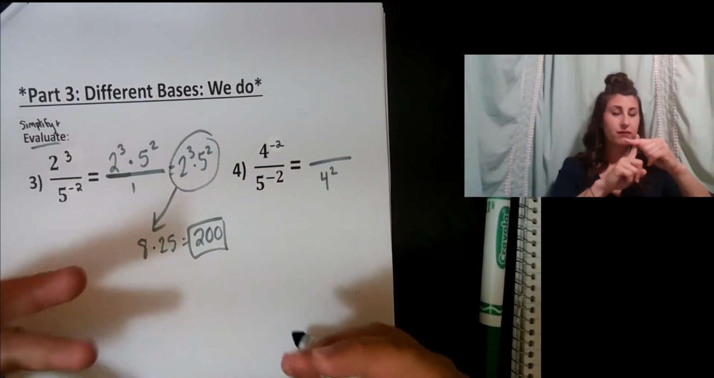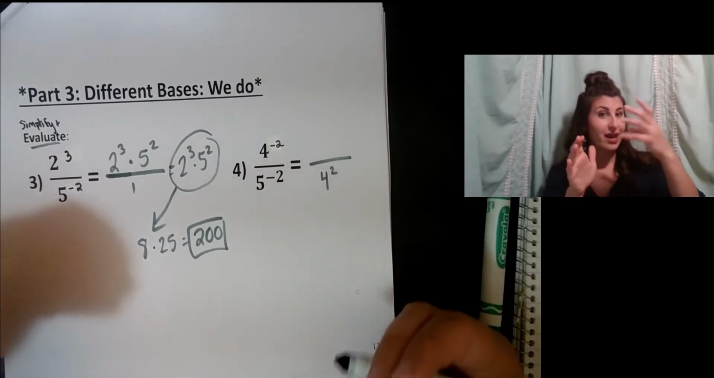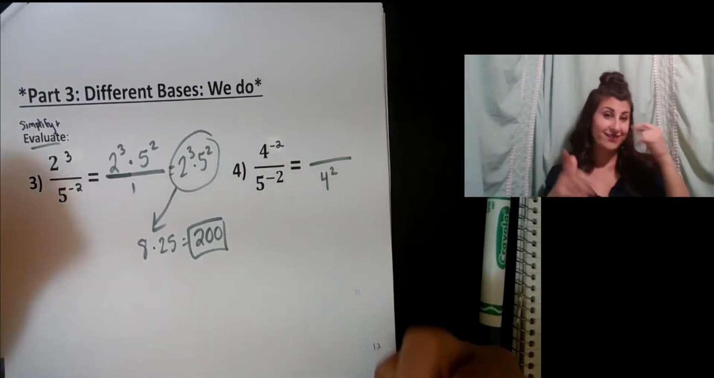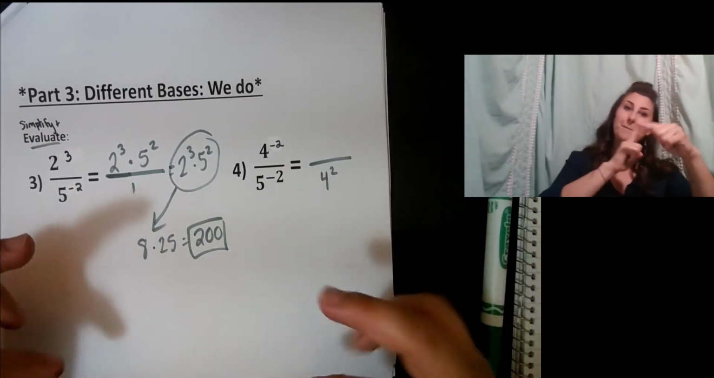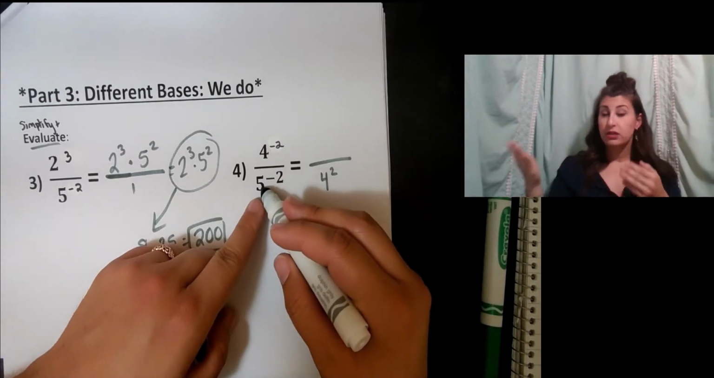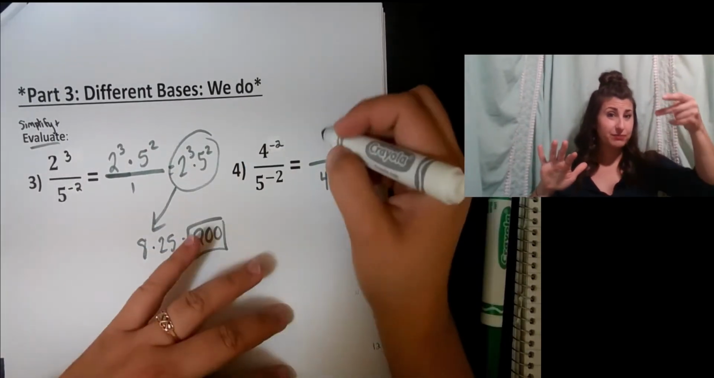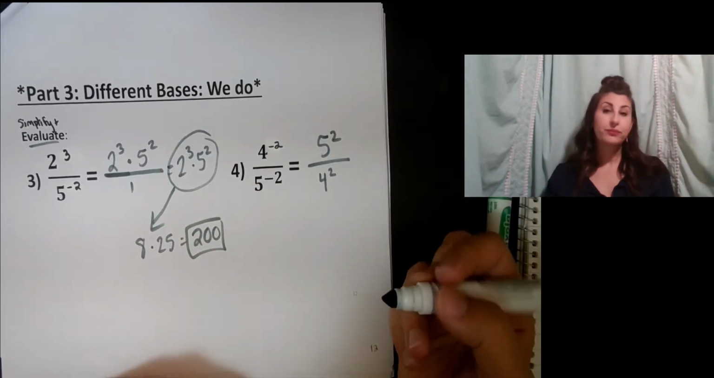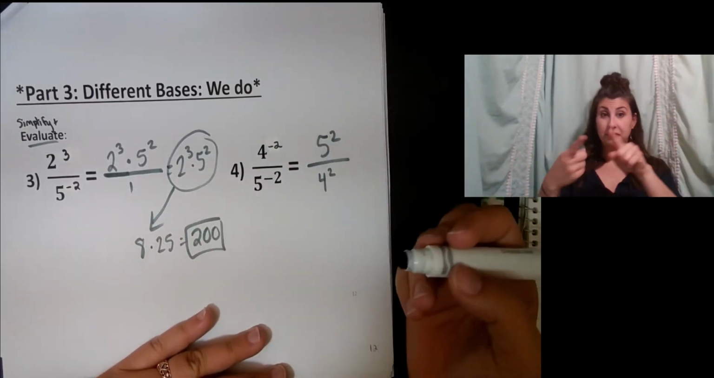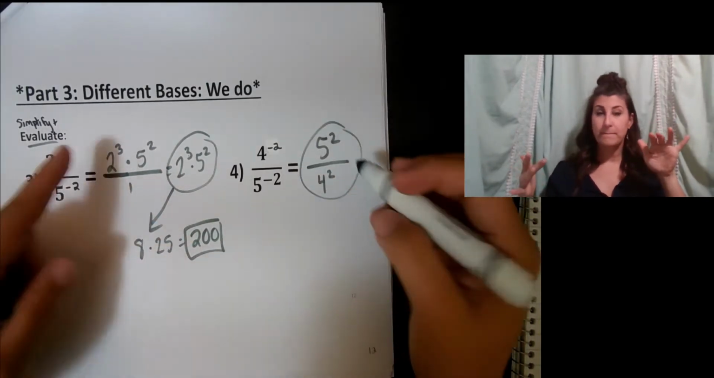The whole point of this lesson is to work with negative exponents, and the rule for negative exponents is if it's negative, you have to make it positive by flipping and changing the sign. Now for here, 5 to the negative second, is it going to stay on bottom or is it going to flip to the top? It's going to flip to the top. So here right now is my simplified answer, but I need to evaluate.